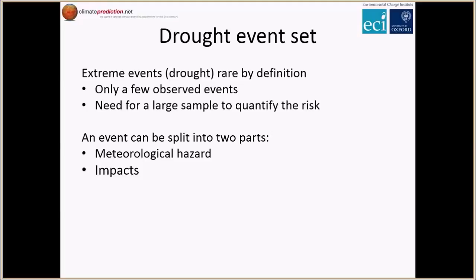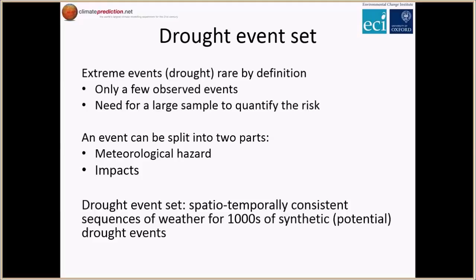In addition, an event can basically be split into two parts. On the one hand, the meteorological hazards, for example low precipitation or high evaporation, high temperatures that lead to a drought, and then these meteorological conditions lead to impacts. So the drought event sets that we're producing basically consist of spatio-temporally consistent sequences of weather for thousands of synthetic, meaning potential, drought events.